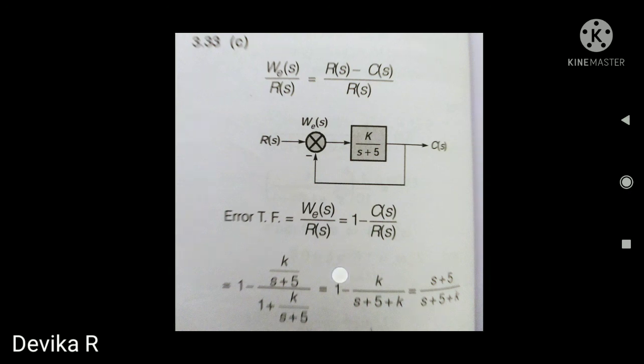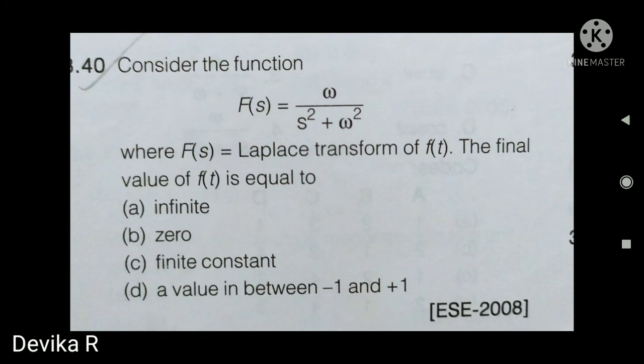Okay, the next one: consider the function f of s equal to omega divided by s squared plus omega squared. F of s is the Laplace transform of f of t. The final value of f of t will be, okay, just look into the equation. It is similar to the sin t equation, right? If it is s by s squared plus omega squared, it is cos t. Omega divided by s squared plus omega squared is equal to sin t. So it's a Laplace transform, and when we convert it into f of t, it is sin t.